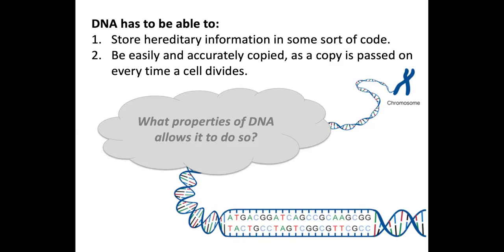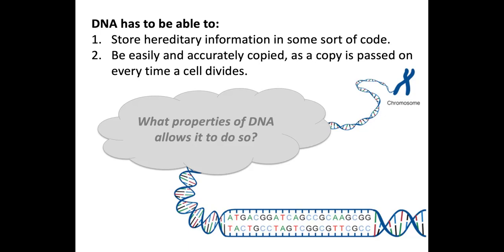Okay. The second thing DNA has to be able to do is be easily and accurately copied, as a copy is passed on every time that a cell divides. We talked about this just recently when we went over the what? Cell cycle. Okay. So when is DNA copied in the cell cycle? In the S phase of interphase, right?